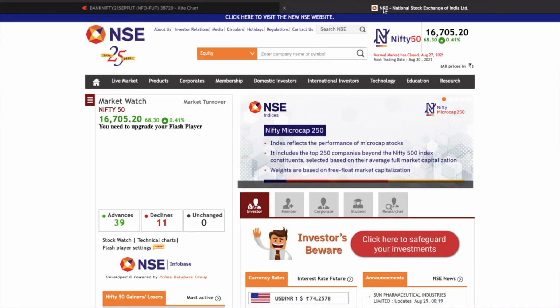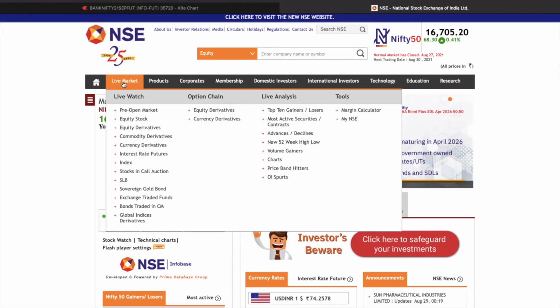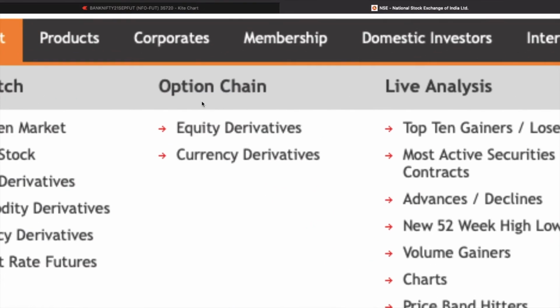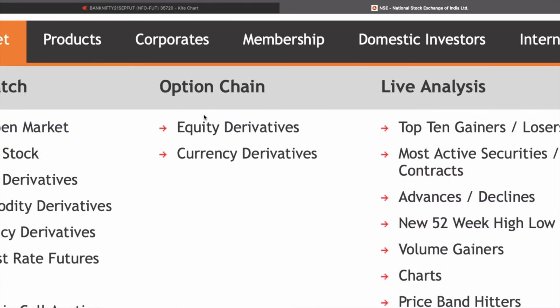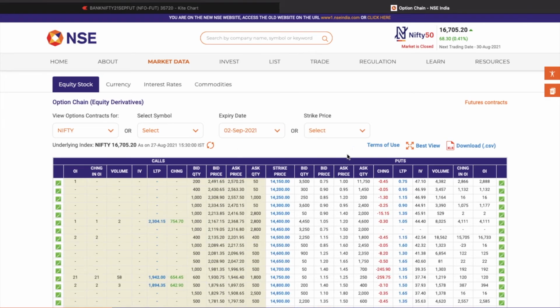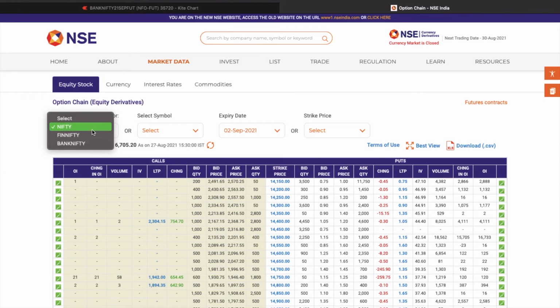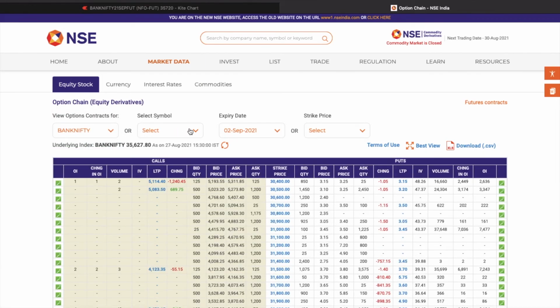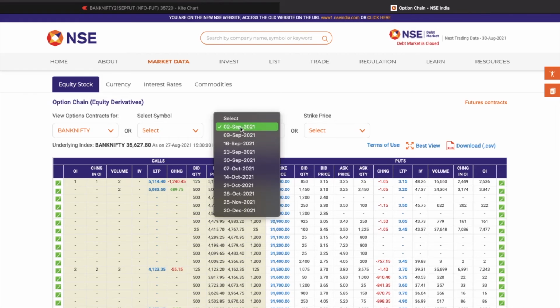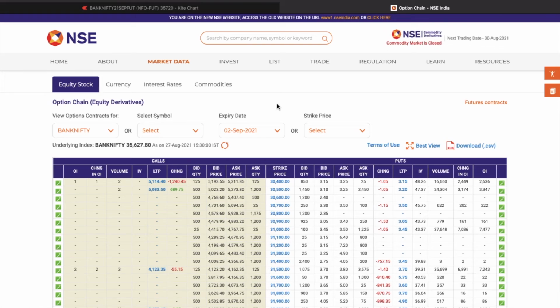This is the NSE India website, where you can find the option chain. Under equity and derivatives, this is the live market option chain. Here you can choose the security or index. You have Nifty, Fin Nifty, which is financial Nifty, and Bank Nifty. You can choose the expiry. Weekly expiry is every Thursday: 2, 9, 16, 23, 30. We have four expiries in a month, and one monthly expiry which is on the last Thursday. So here you can select the expiry.